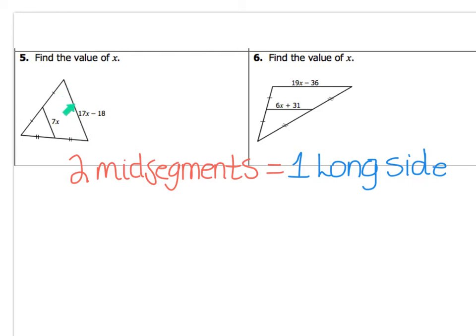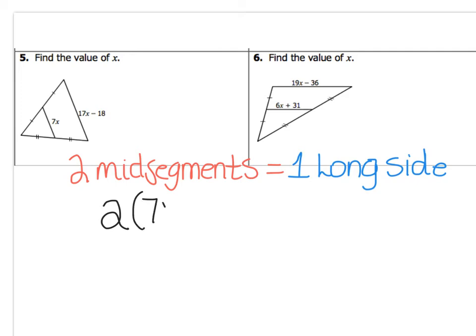There's a relationship between the two. The third side is twice as long as the mid segment, or we can say the mid segment is half as long as the third side. So what I would like for you to write and remember is that we need 2 mid segments to equal 1 long side. 2 mid segments. So what we want to do to get started, 2 mid segments. So in this case, number 5, we need 2 mid segments.